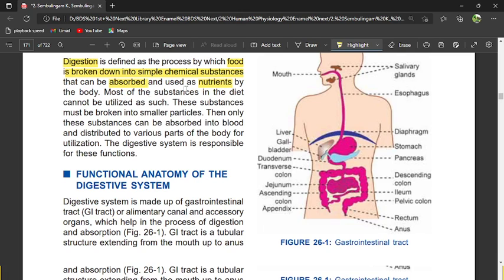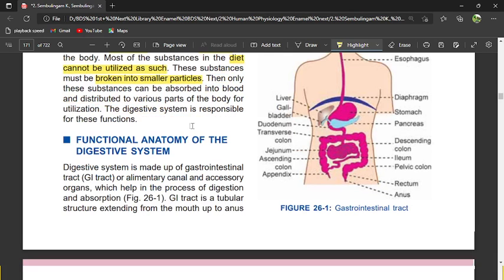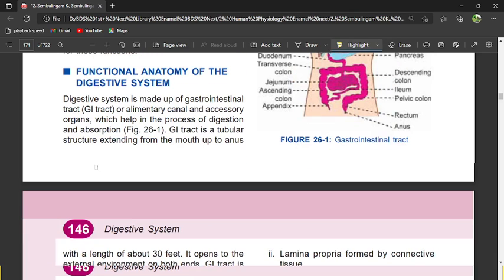Most of the substances you take in your diet, right? You take rice, chawal, roti, and many things, but they cannot be utilized as such. That's why the digestion process is there. You break them into small particles, right? The digestion is responsible for this utilization. So, functional anatomy of the digestive system. The functional anatomy is seen in your physiology.